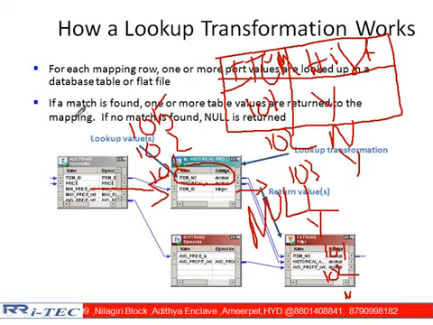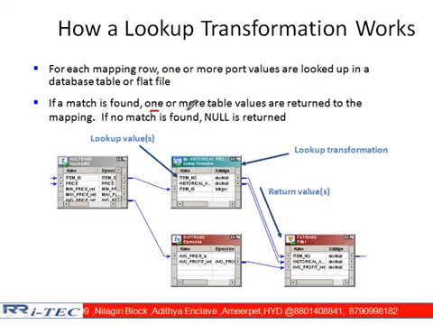If a match is found, one or more table values are returned to the mapping. One or more table values means, whenever item number 101 is available, 101 is written and Y is written. It may be two columns' values, so I can say many values may be returned. If no match is found, then null is returned. Because of this, however many records are sent as input, that many rows come as output. So it is called passive.